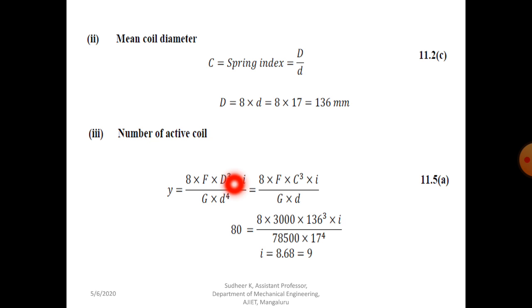So after substitution, the y value you calculated: y is 80 millimeter, F is 3000 Newton, and capital D is 136, and I you have to find out. I is nothing but number of active coils, divided by 78.5 into 10 to the power 3 into small d, the diameter of wire, 17 to the power 4. So the I value you will get 9. So 8.68, we have to consider the full number.